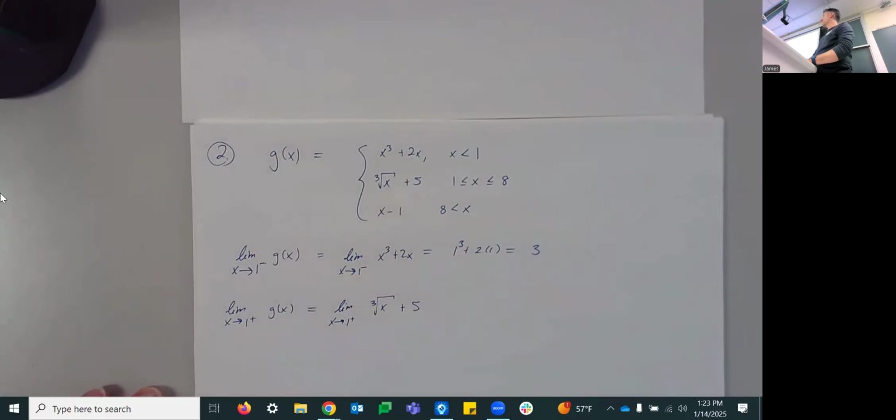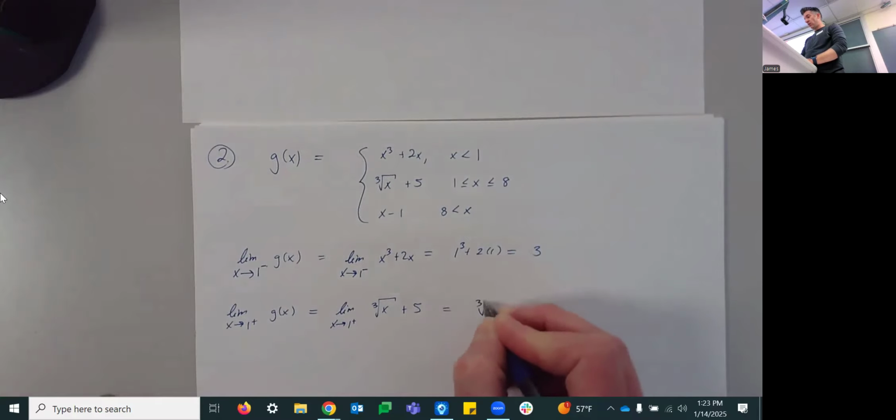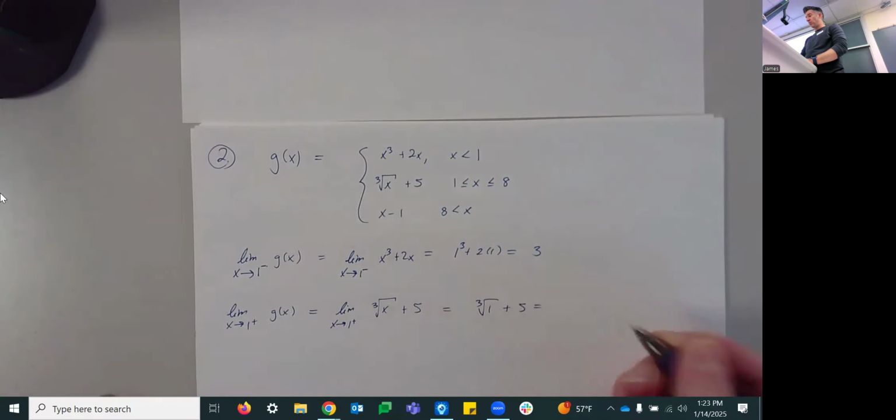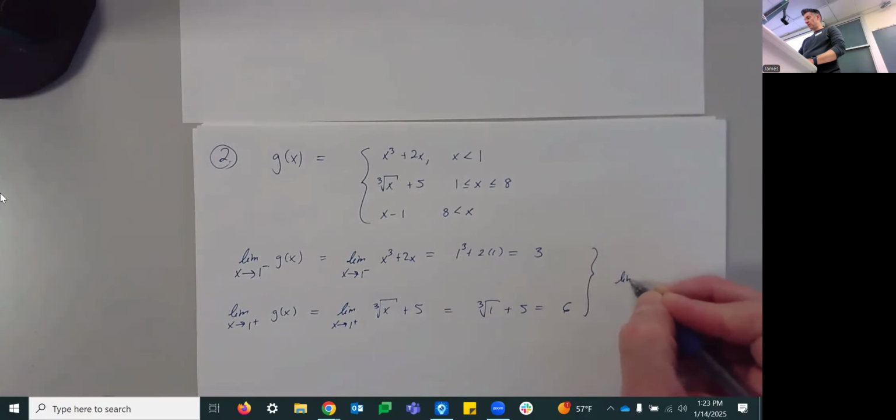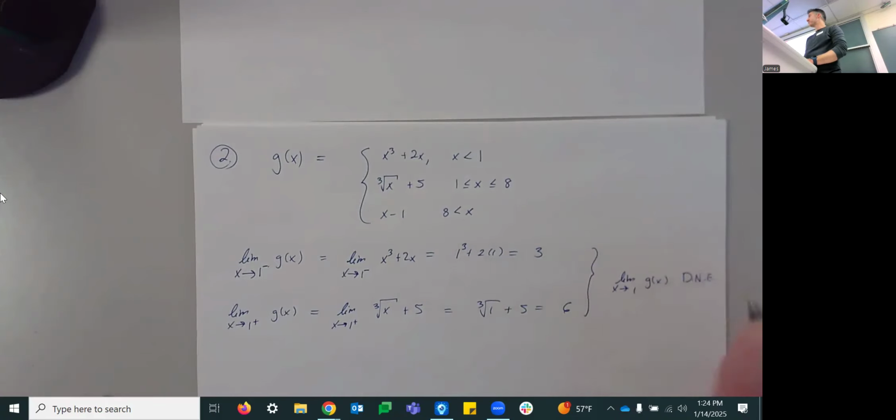I'm kind of ignoring those limit rules you might have talked about in class, and I'm just doing the easy thing, which is plugging in x equal to 1. And here I'm going to get the cube root of 1 plus 5, which is 1 plus 5, which is 6. And so we can say, based on both of these two things here, the limit as x approaches 1 of g of x does not exist. Left-hand side, right-hand side, not matching up.